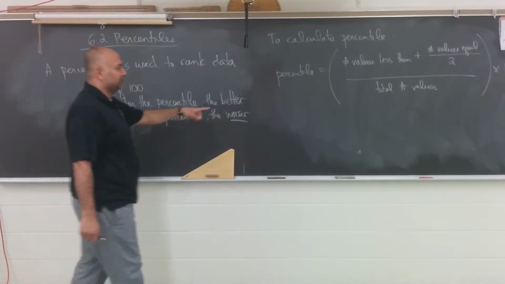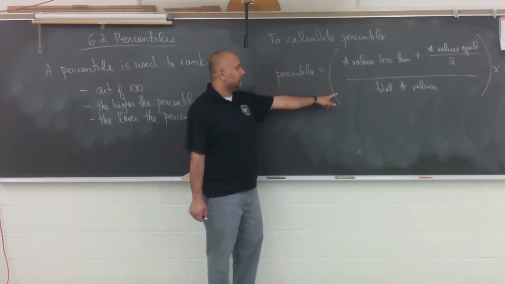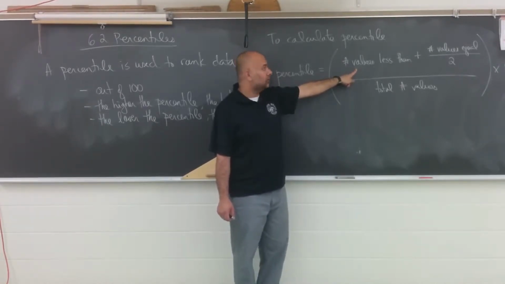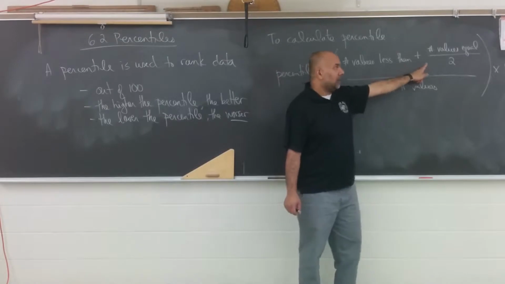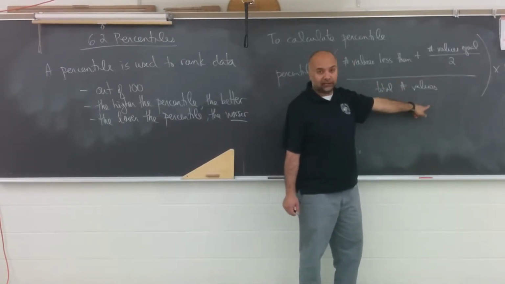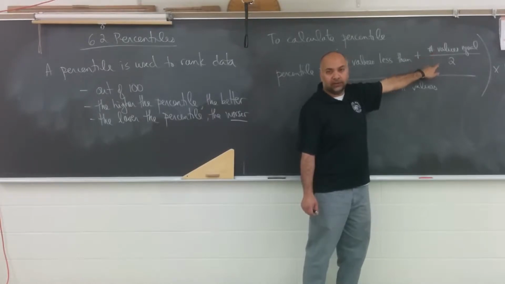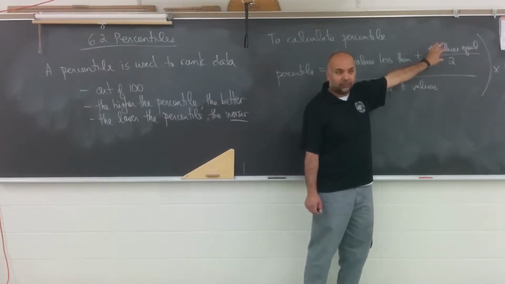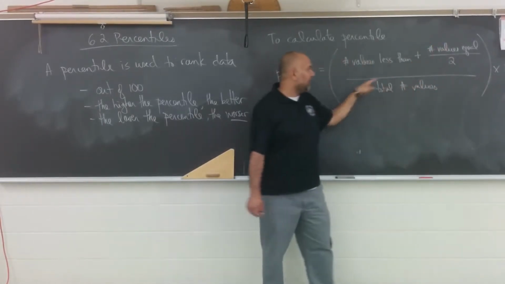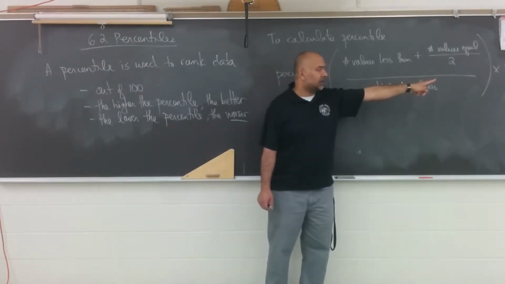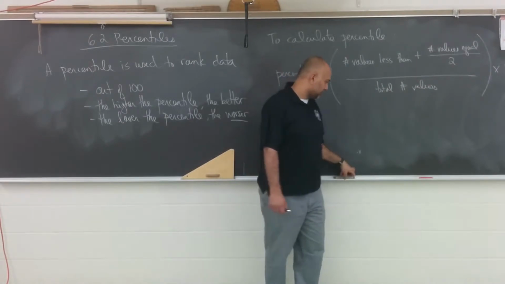So write it down again. It says percentile equals, big bracket, number of values less than, this is the top of the fraction, plus a mini fraction within the fraction. That mini fraction is number of values equal to divided by 2. That's the mini fraction on the top. The whole thing is being divided by the total number of values. Close the bracket, times 100 on the outside.